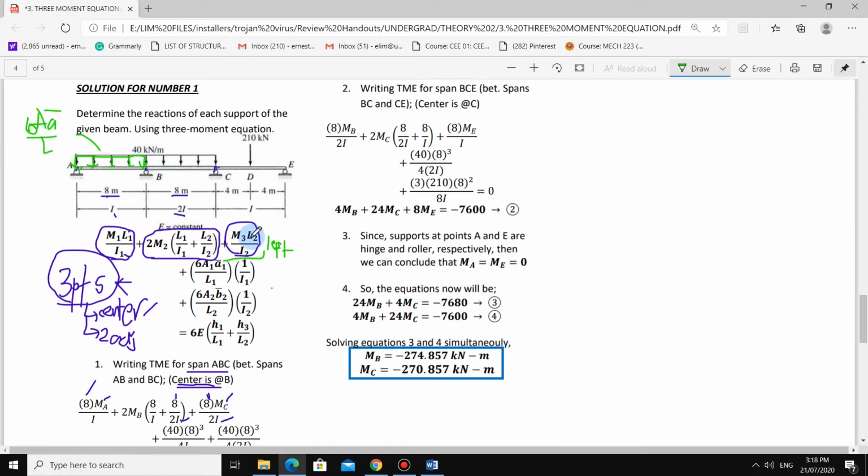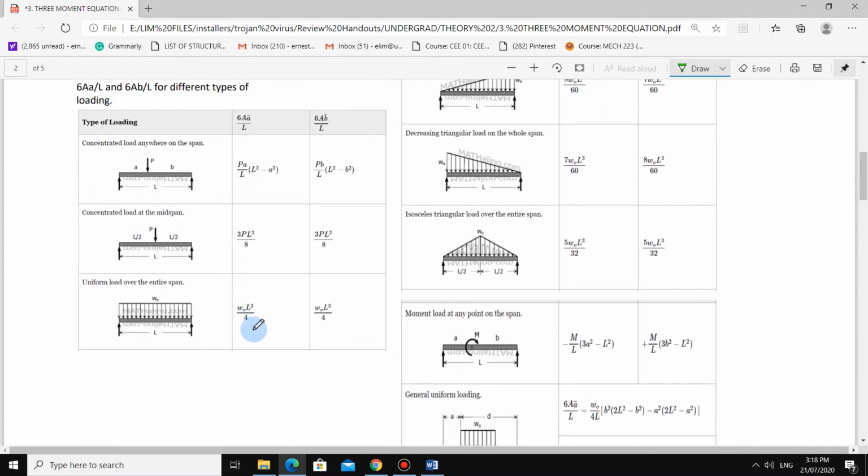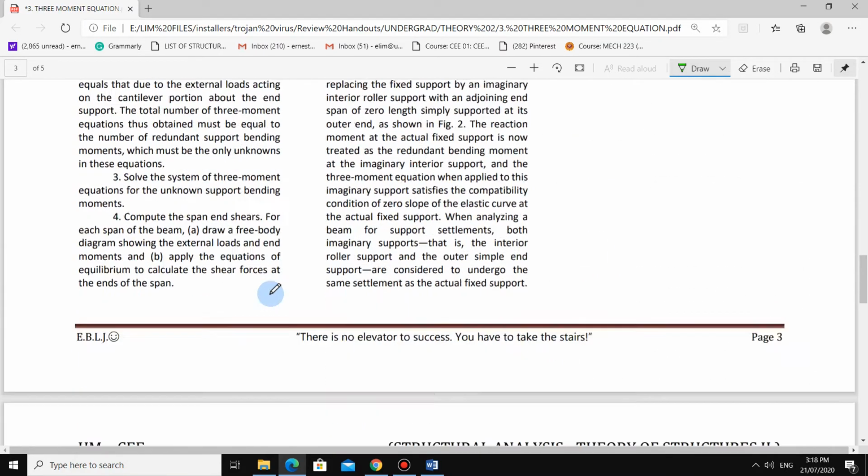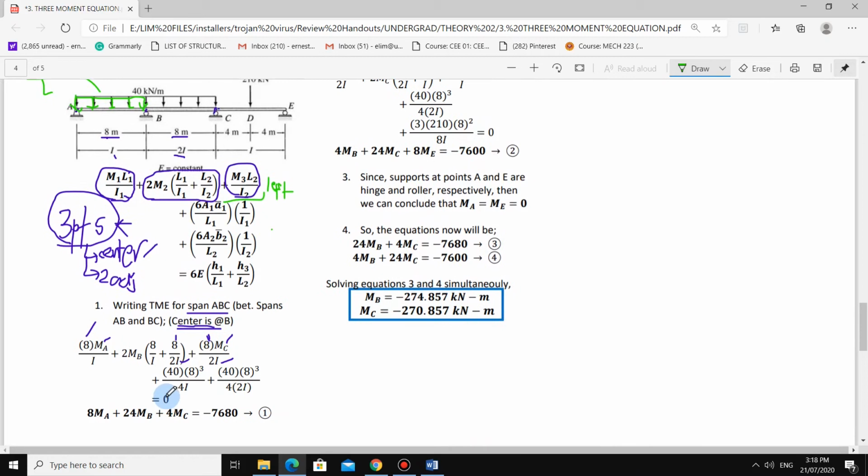So in our case, from the table, that is W L cube over 4. W L cube over 4. W is 40, and then L cubed, over 4, and then times 1 over I, which is I1. So that is 6A A bar over L.